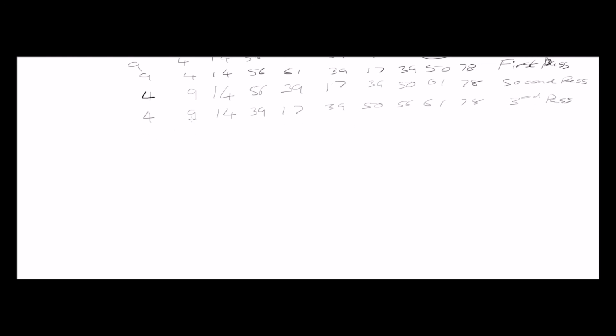And then our list still isn't sorted because we've got 17 here, 39. So we're going to do a fourth pass. So 4, 9. And then we're going to keep 14 where it is. Swap 17 and 39. And 39 and 39, we're not going to swap that because they're the same value. And then we can see the rest of our list is indeed sorted. So we've sorted it in ascending order.